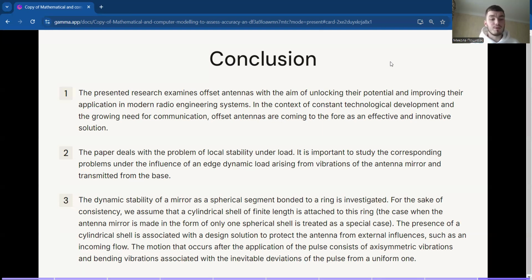The motion that occurs after the application of the pulse consists of axisymmetric vibrations and bending vibrations associated with the inevitable deviations of the pulse from a uniform one.